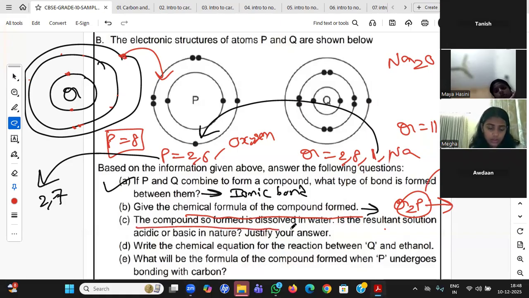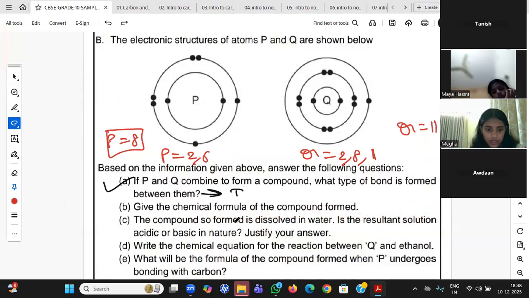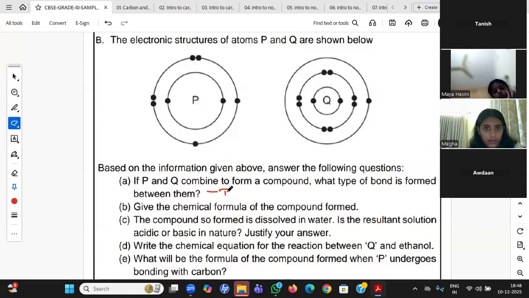The compound so formed. Just now we got a compound, right? Is it acidic or basic? How will you give? Yes, Narendran, go ahead, student. Sir, it is basic because it reacts with acid to form salt and water.